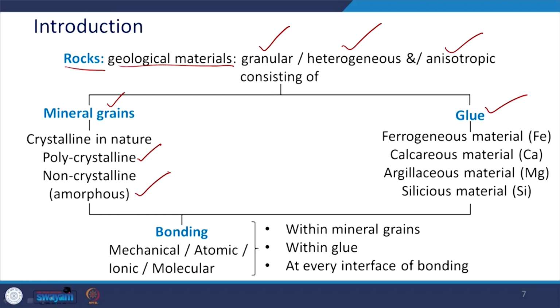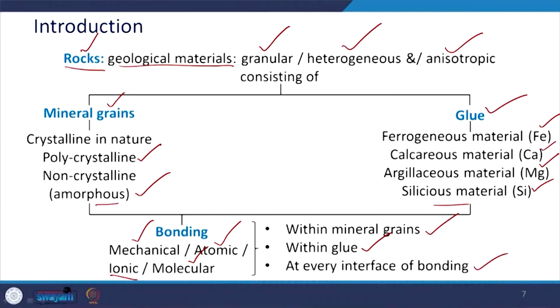When we talk about this glue material, it can be rich in iron, rich in calcium, rich in magnesium or rich in silica. And when these two, that is mineral grain and glue, develop some kind of bonding, this bonding can be mechanical, atomic, ionic or molecular, and it can exist within the mineral grain, within the glue, or at the interface. Then the resulting material is called rock. Okay. So, this is the overall basics behind the material rock.